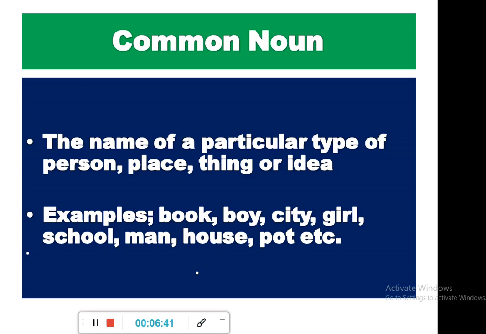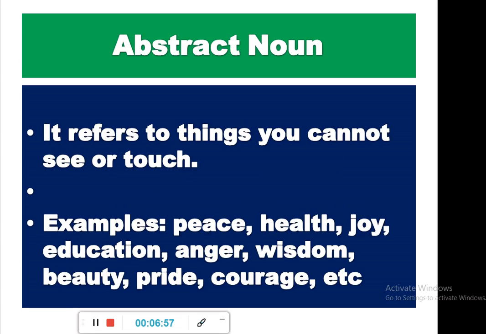So that's the difference between a common noun and a proper noun. A proper noun is the name of a particular person, but a common noun is the name of a particular type of person, place, thing, or idea. All right? So let's continue. Then we have abstract noun.